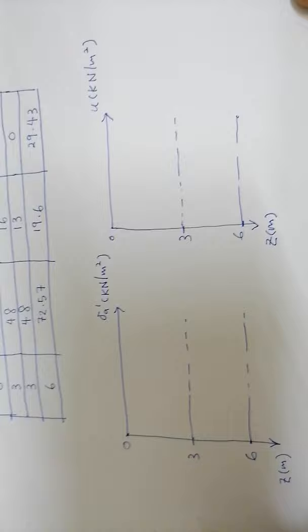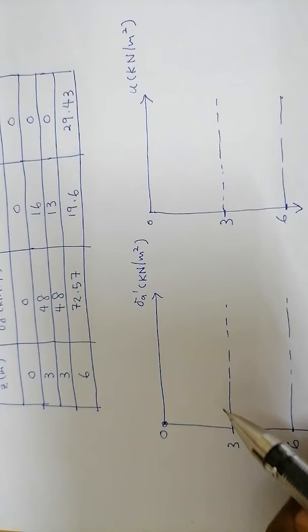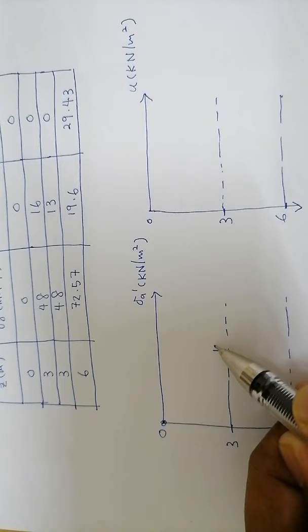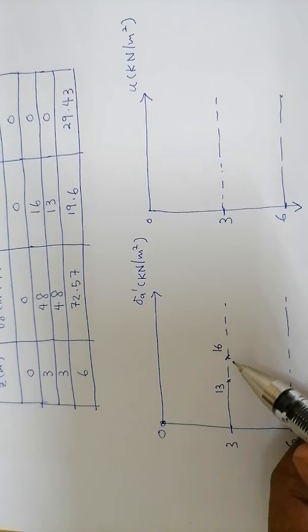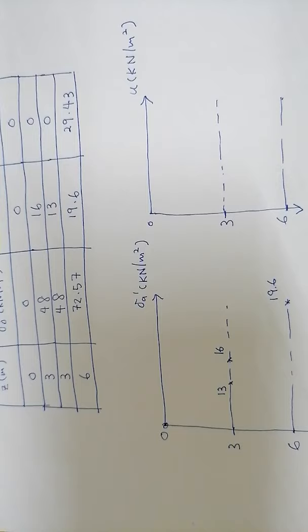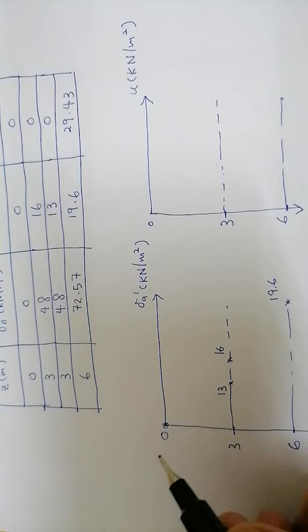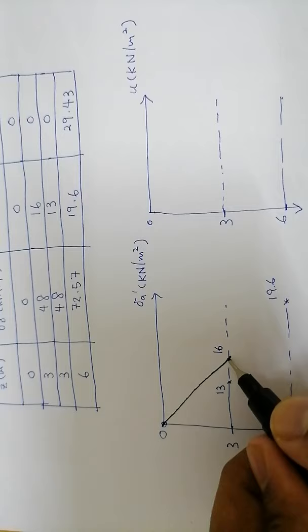Alright, let's do this first. At Z equals 0, the active earth pressure is also 0. At Z equals 3, it is here, 16, isn't it? And then at Z equals 3, there is another value, which is 13. This is not to scale, okay? Remember, this is not to scale. And then at Z equals 6, it is 19.6. Now I'm going to use a different color, black. Please use a ruler. I'm sorry, I don't have a ruler around here. And then we connect all the points. There, and go there, and it goes down here. Okay, so that's the first one.